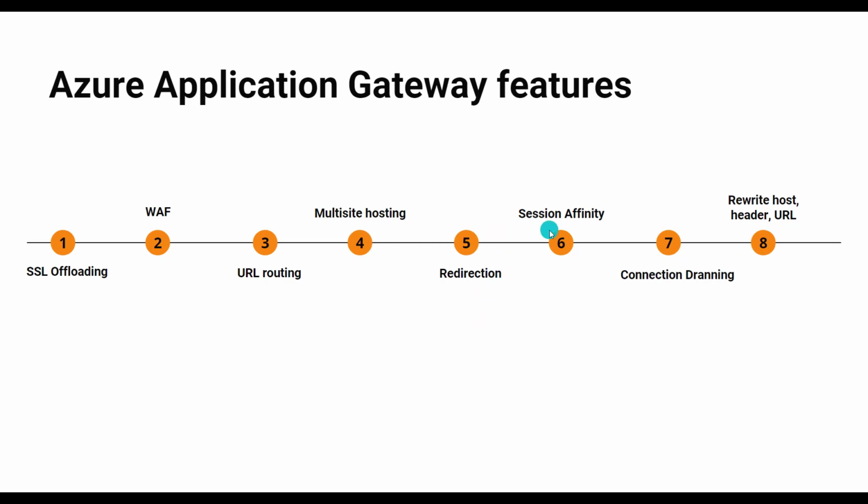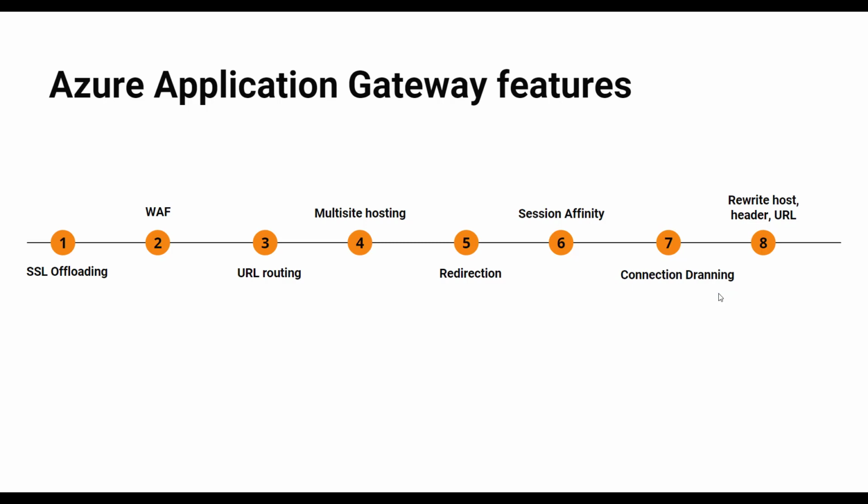You have a feature available such as session affinity that gives you the ability to serve a request from the same backend server which the user is already connected to, so that the user gets better performance for subsequent requests. Next, you have the configuration for connection draining. What do we mean by connection draining?